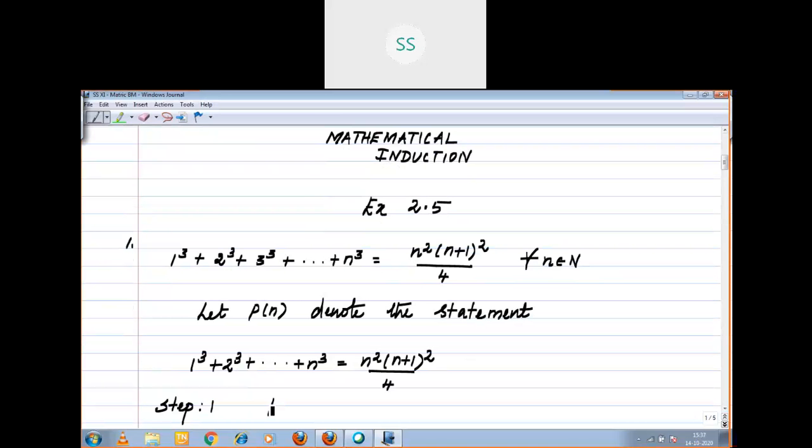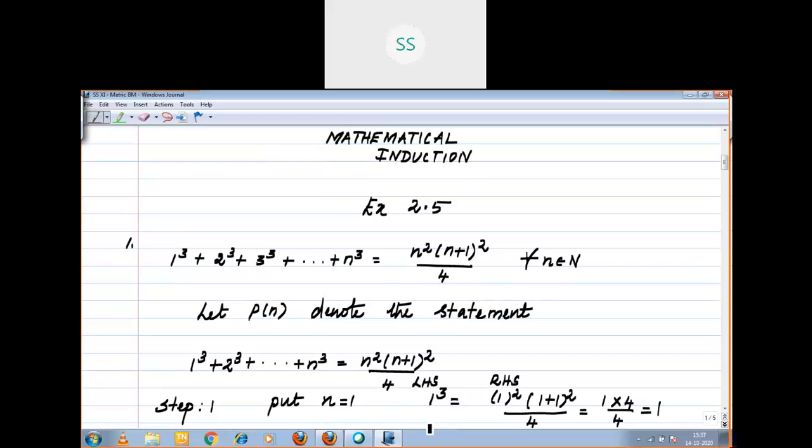Now put n equal to 1. And what can you get on the left side? The left side, 1 cube. When you come to the right side, n can be replaced by 1: 1 square into 1 plus 1, the whole square, divided by 4. This is equal to 1 into 4 divided by 4 equal to 1.